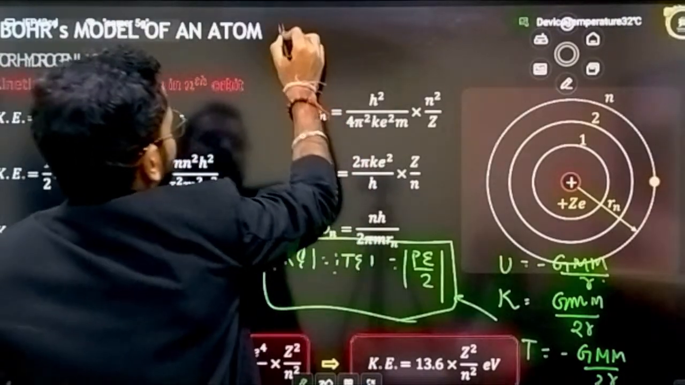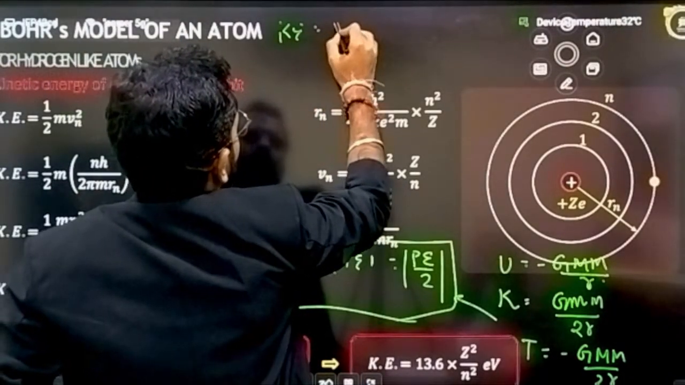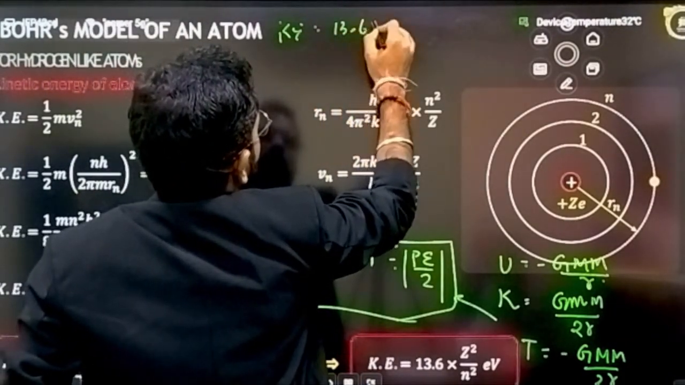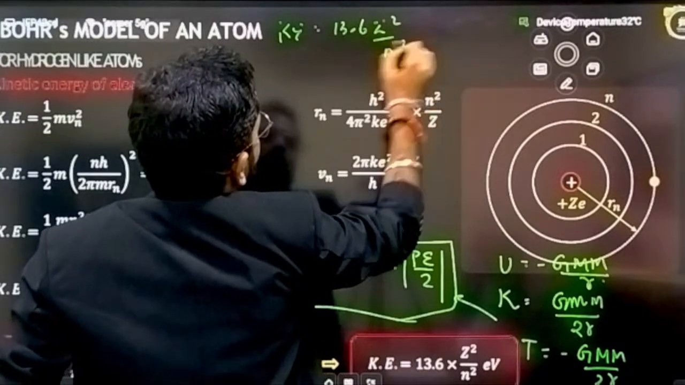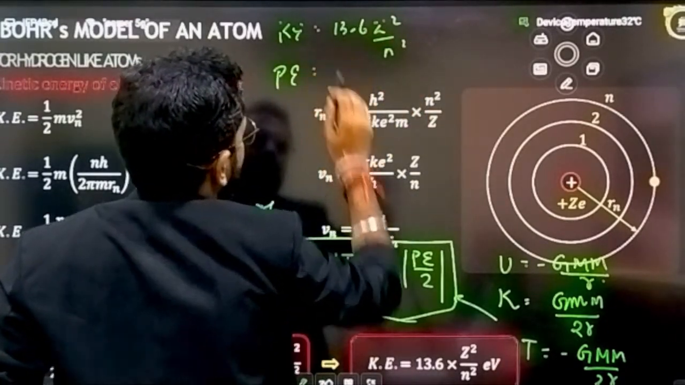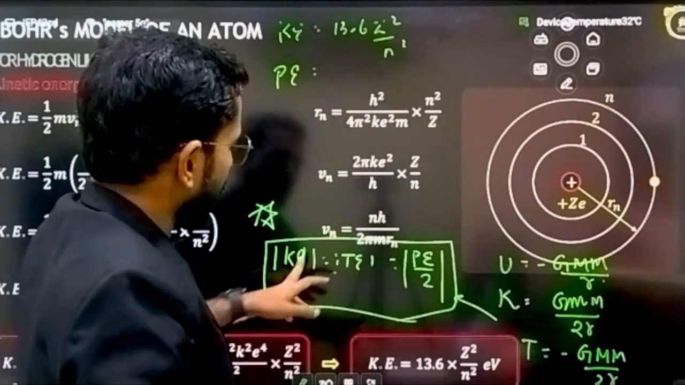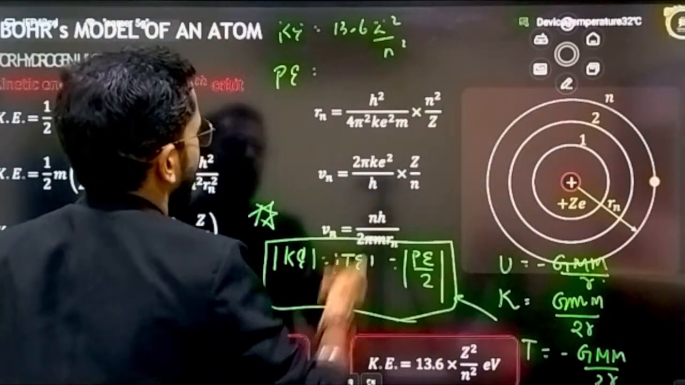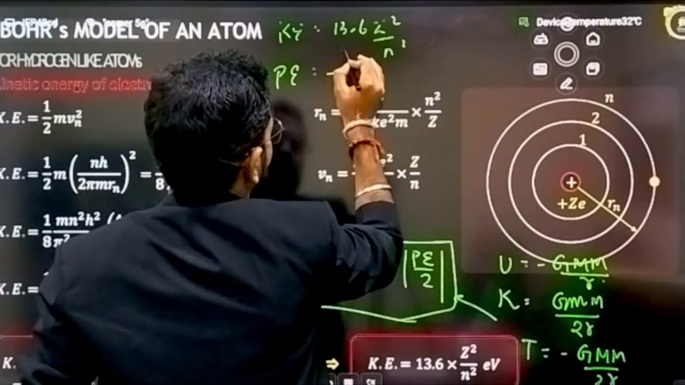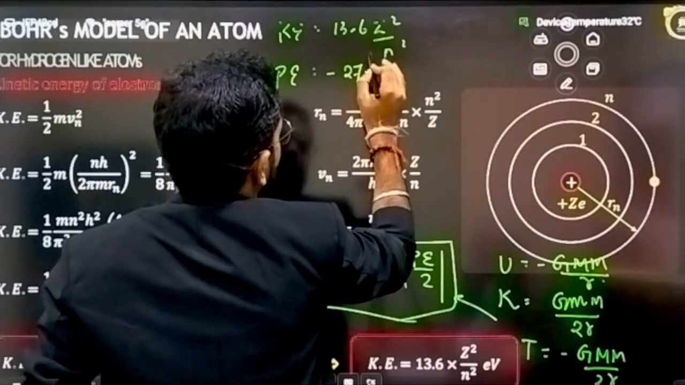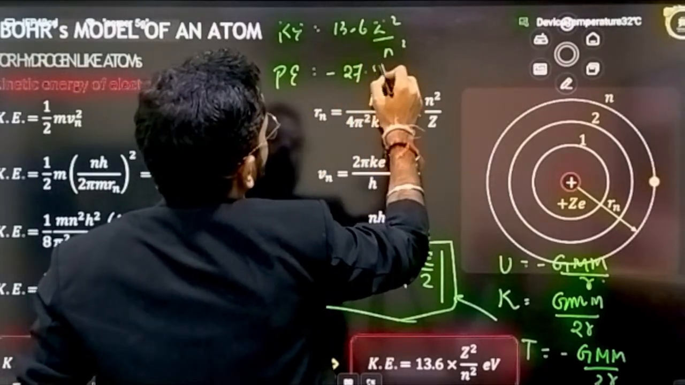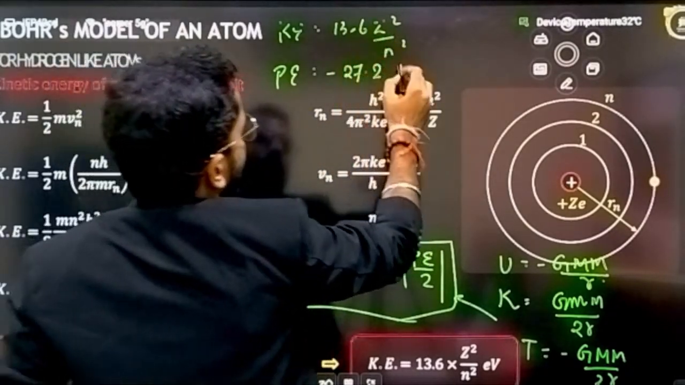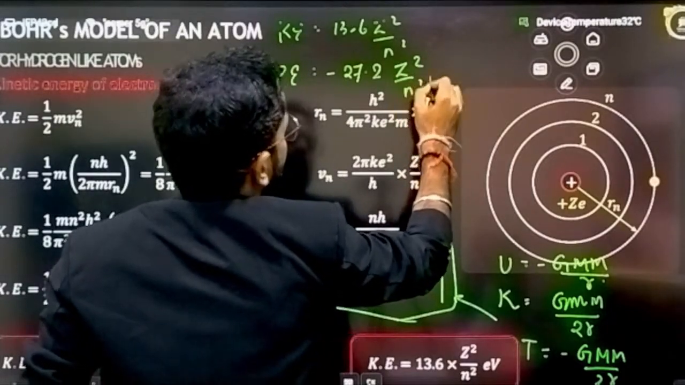If I know that kinetic energy that I have from hard work, I have calculated that it is equal to 13.6 Z square by n square. What I can say about potential energy? If you want to calculate potential energy from here, you have to multiply the kinetic energy by 2, and it will be how much? It will be 27.2, correct? 27.2 Z square divided by n square.